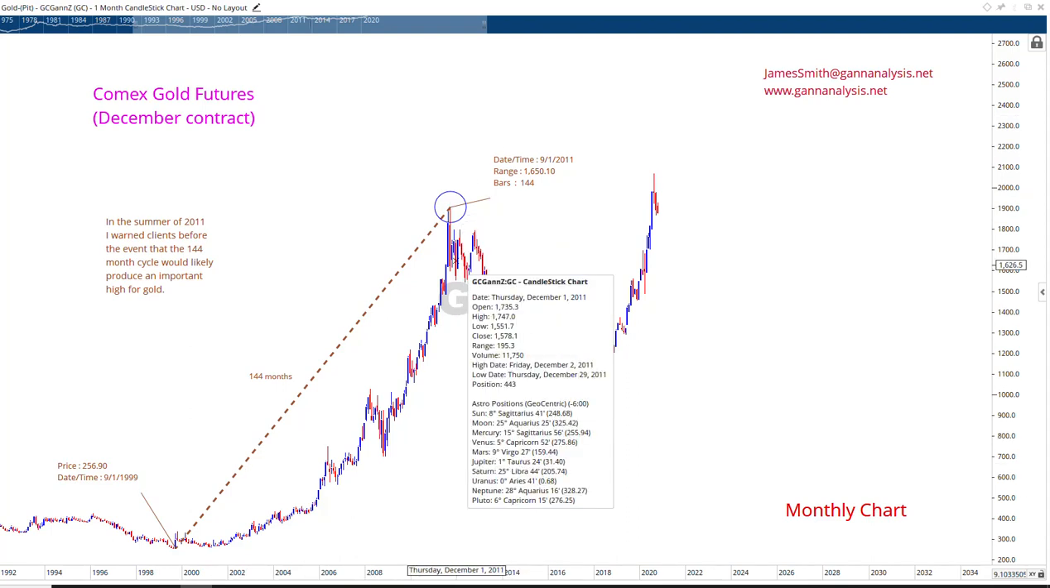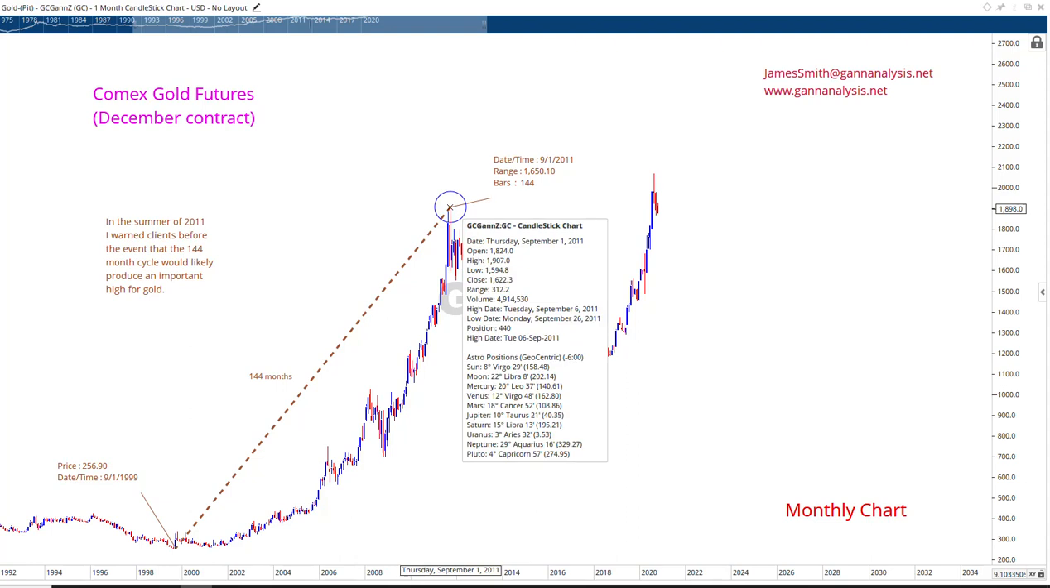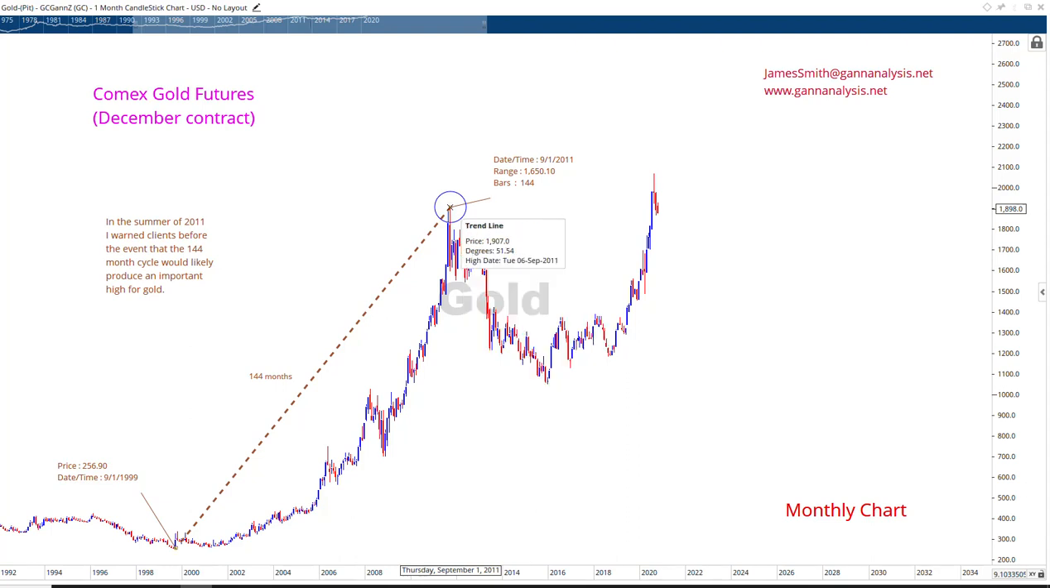Well, in actual fact, my clients have been with me for over 20 years. They know that I called their attention to this as it was happening at the very moment. In late August, I told them, beware, there's probably a high forming here for gold. And a 144-month cycle into September, low to high. From the low of September 1999 to September 2011 is 12 years, 144 months. And you got a pretty nasty correction. Now, I'm not going to tell you what's coming up next, but you can probably guess. Nevertheless, I'm telling you 144 works in the past. It also works going forward.